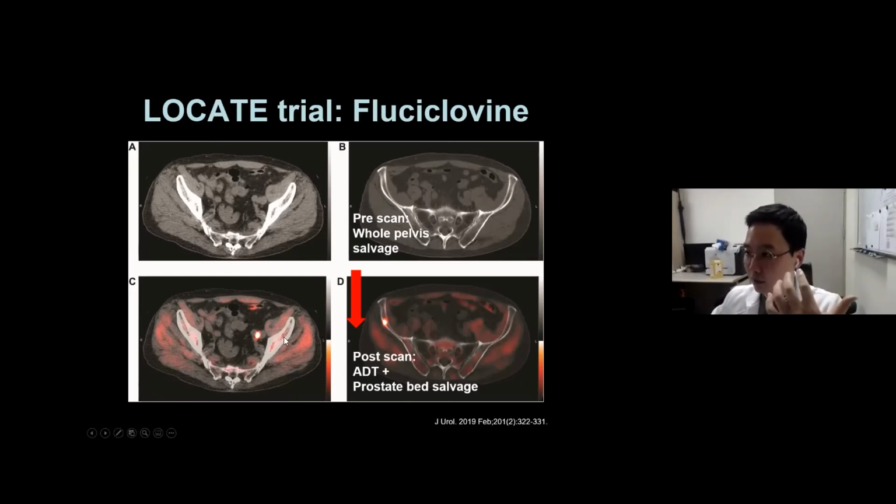However, after the fluciclovine, because they have found this focal lesions, which is causative, they have changed the therapy plan to giving the ADT and only the therapy to the prostate bed salvage therapy.